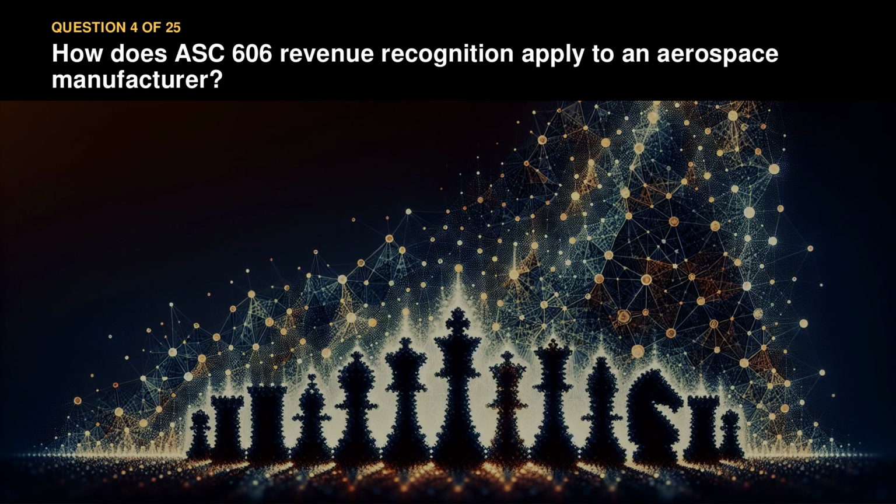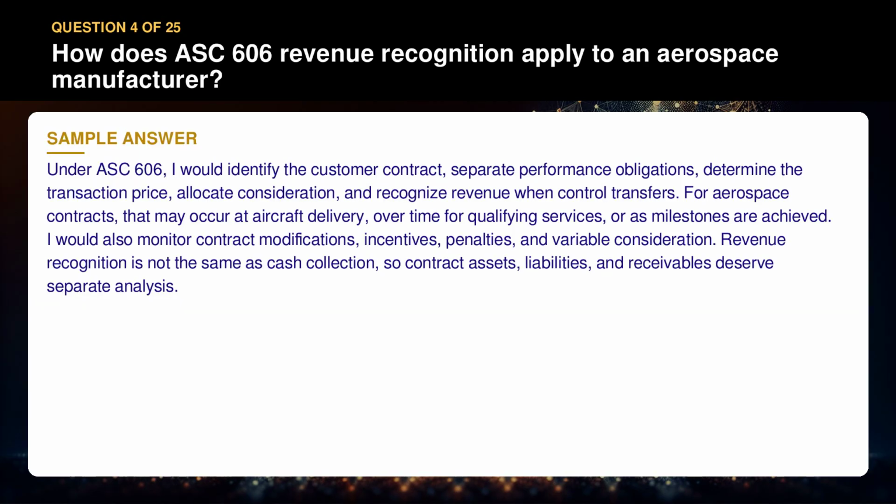Question 4. How does ASC 606 revenue recognition apply to an aerospace manufacturer? Under ASC 606, I would identify the customer contract, separate performance obligations, determine the transaction price, allocate consideration, and recognize revenue when control transfers. For aerospace contracts, that may occur at aircraft delivery, over time for qualifying services, or as milestones are achieved. I would also monitor contract modifications, incentives, penalties, and variable consideration. Revenue recognition is not the same as cash collection, so contract assets, liabilities, and receivables deserve separate analysis.